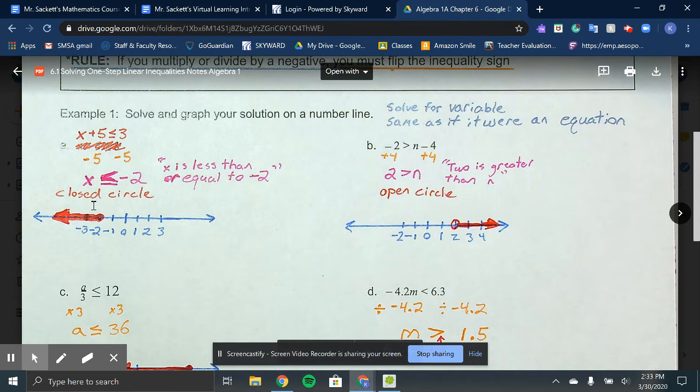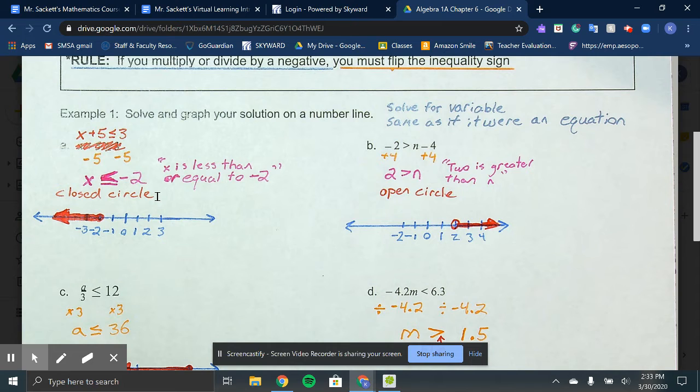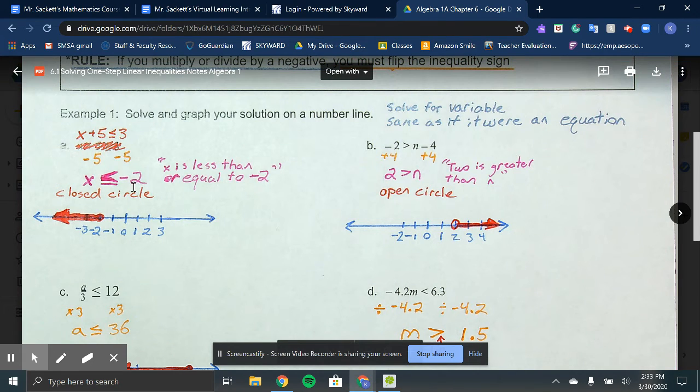The or equal part tells me I need to use a closed circle. So for graphing these on a number line, you go to whatever the value is, and you would place either your open or closed circle. So in this case, closed circle at negative 2. Then we need to decide which way to draw the arrow for greater than or less than. In this case, x is any value less than or equal to negative 2, so that would be anything to the left along the number line.